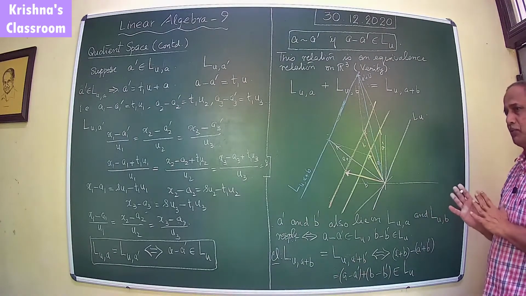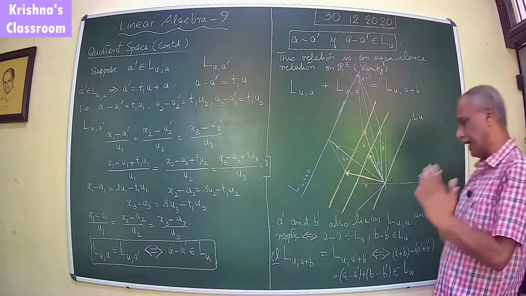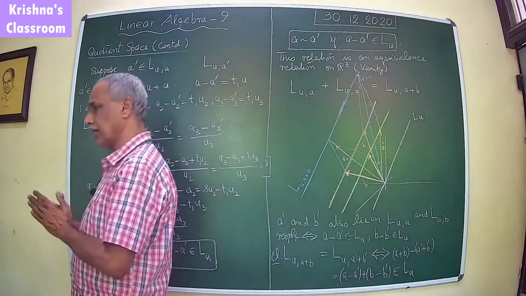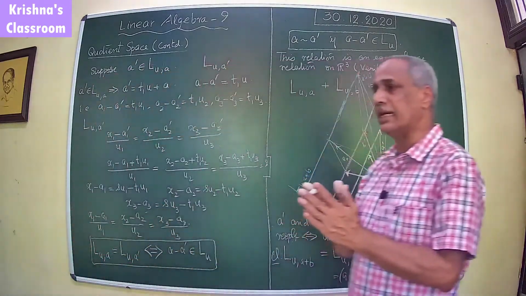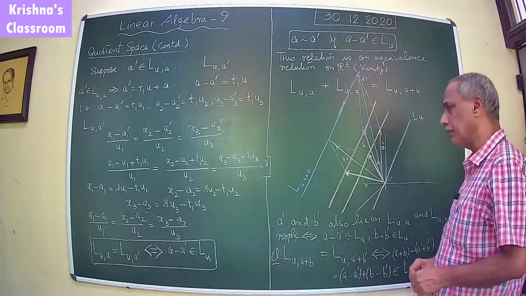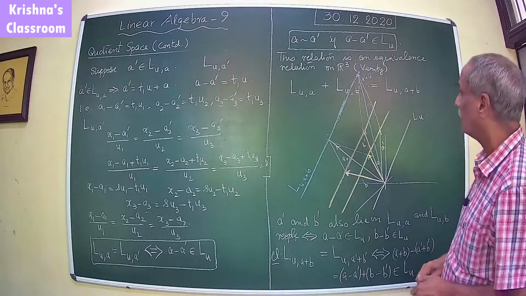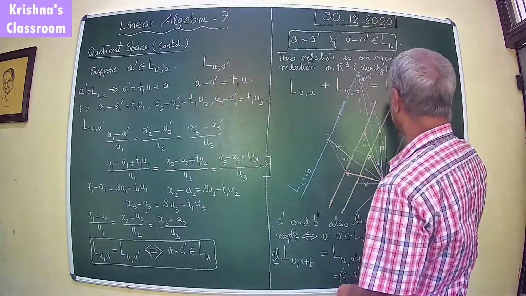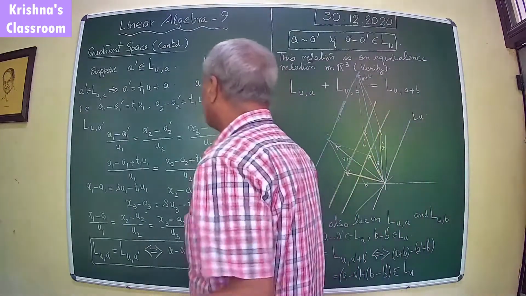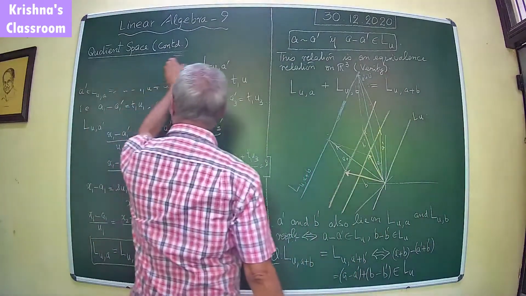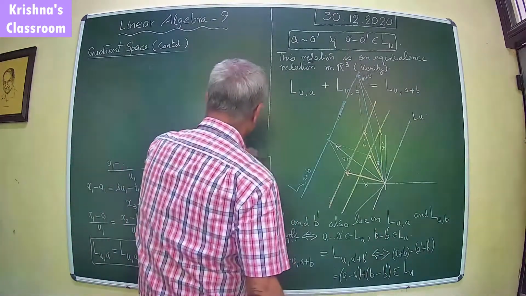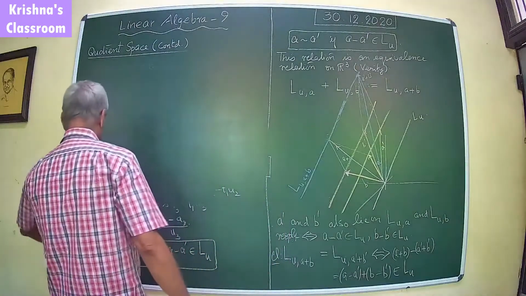So what we have proved is that if A and A prime generate the same line, B and B prime generate the same line, then the line generated by A plus B is the same as the line generated by A prime plus B prime. Therefore, the addition that we have defined here is well defined. There is no ambiguity, irrespective of what representation you use to work on this.